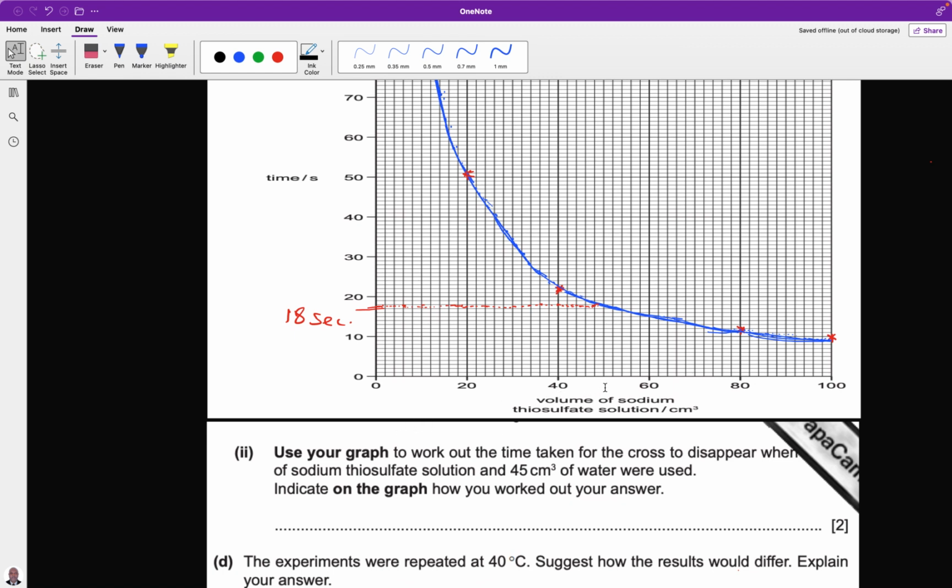Okay, look at the volume of sodium thiosulfate here, and this is 40. Each of the units is 2 units. This is 42, 44, 46, and 48. You come up here, this is 48. Now, you look at the time axis. 48 on the time axis will be what? It will be 18 seconds. So the time is 18 seconds. Use your curve to work out the time. It will be 18 seconds.